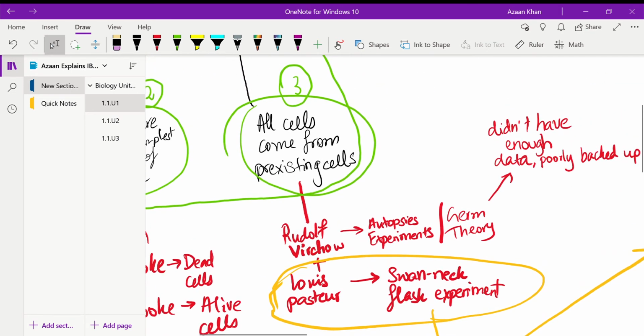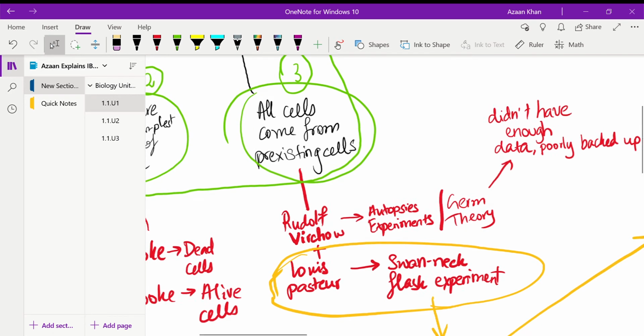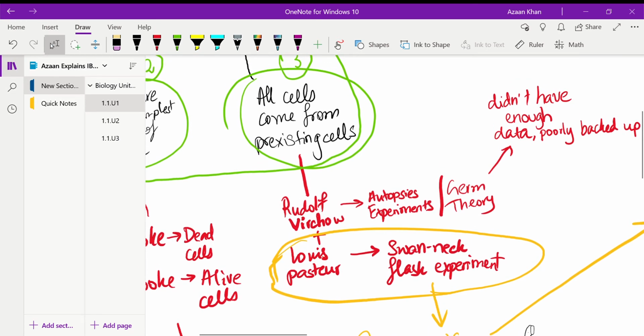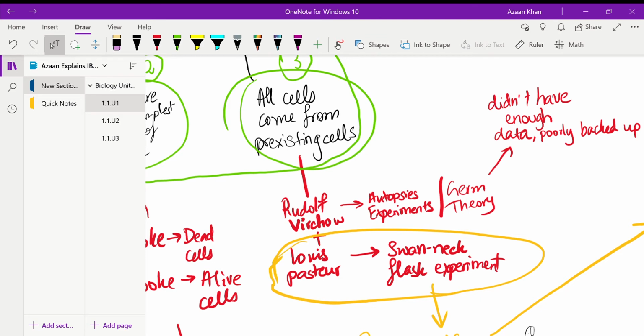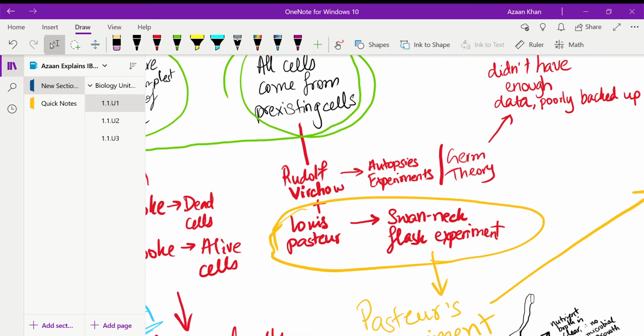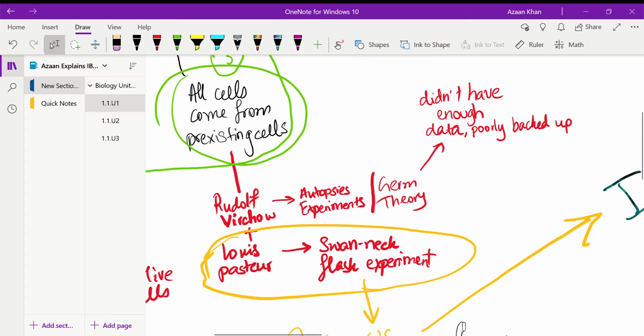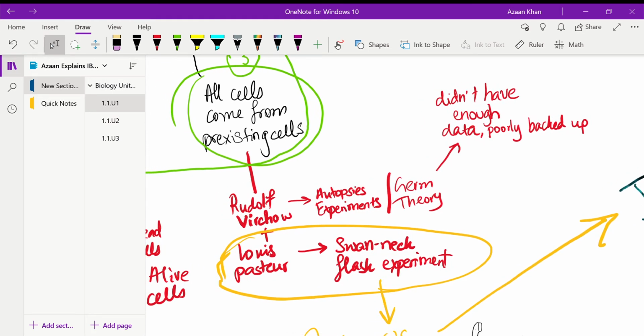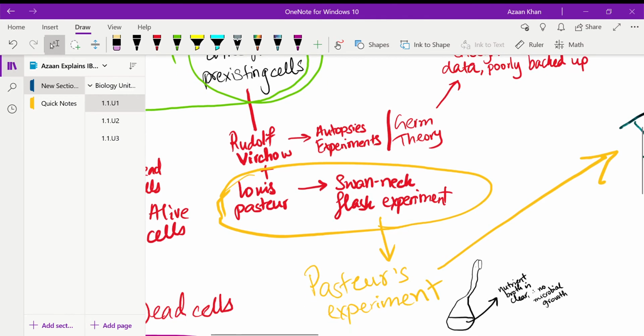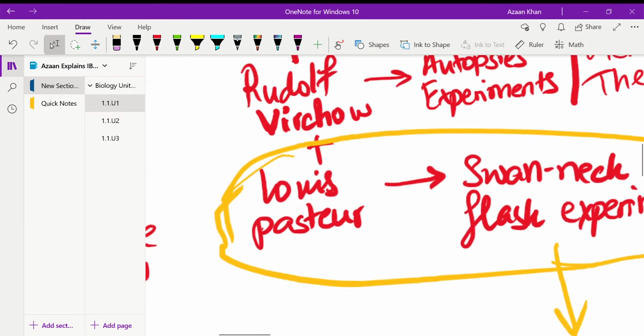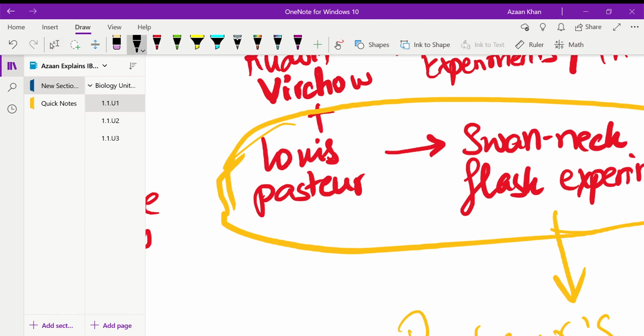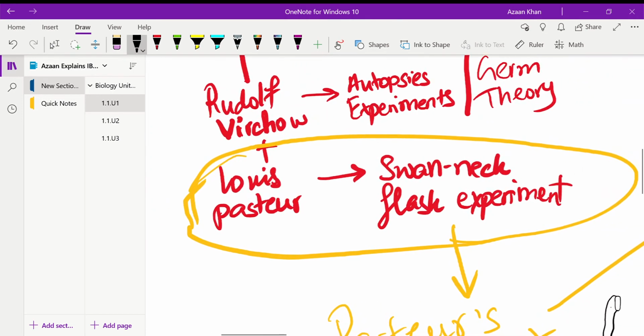Finally, the third statement: all cells come from pre-existing cells. This states that cells must have come from cells before them, and this refers to the process of mitosis and how daughter cells are born through reproduction. It was found through two people. Rudolf Virchow conducted autopsies and proposed the germ theory, however it didn't contain a lot of data and wasn't exactly very backed up. However, there was an experiment conducted by Louis Pasteur, who, if you may have noticed, is also the scientist who created pasteurization, which saves millions of lives because of clean milk, which is safe to drink.